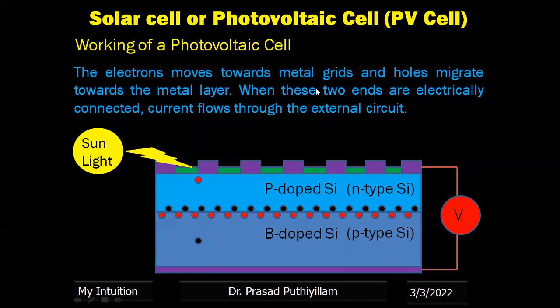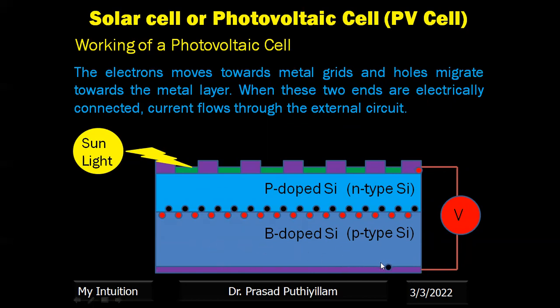Now the electrons move towards the metal grid and holes migrate toward the metal layer. And then these two ends are electrically connected, and current flows through the external circuit. So we have connected the metal grid and the metal layer through a voltmeter. Now this electron has to travel through this voltmeter, or through the external circuit, to combine with this positively charged hole. Therefore, the movement of the electron is schematically represented here like that.